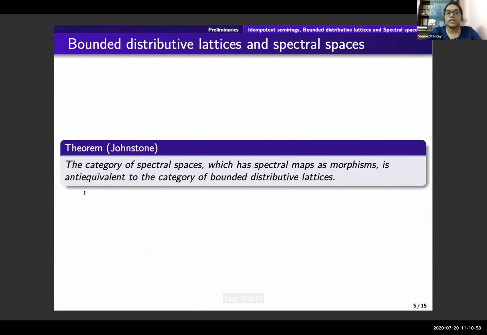In 1982, Johnstone proved a very nice correspondence, a nice way of understanding spectral spaces. He proved that the category of spectral spaces with the spectral maps as morphisms is equivalent to the opposite category of bounded distributive lattices. Now, this is a key result that we use to develop the understanding between idempotent semirings and spectral spaces.